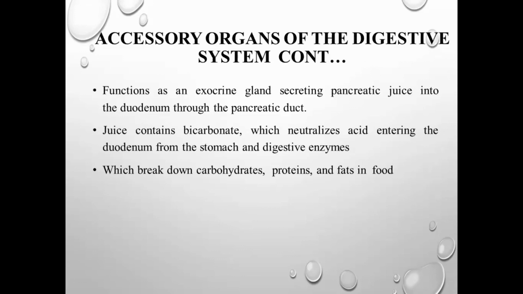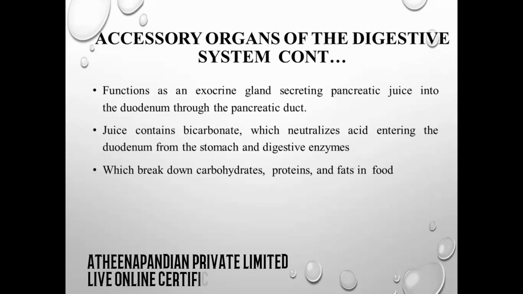Then it breaks down the carbohydrates, proteins, and fats in the food particles. As I said, pancreatic lipase digests the fat, pancreatic amylase digests the carbohydrate, and pancreatic peptidase digests the protein. The compound substance carbohydrate finally becomes a simple water-soluble substance which we call glucose, and some of the excess glucose will be stored in the liver as glycogen.